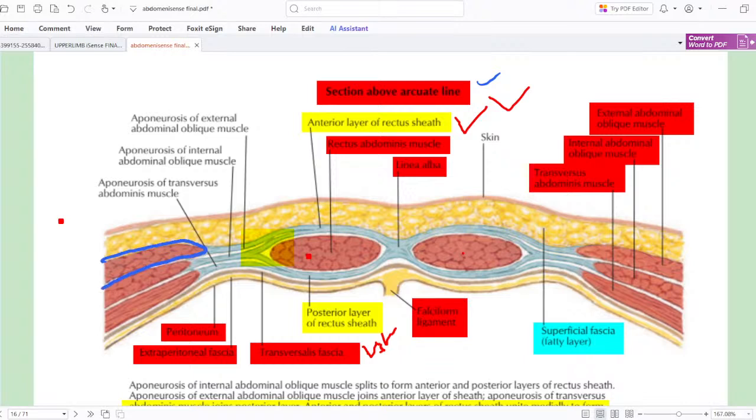External oblique, internal oblique, transversus.